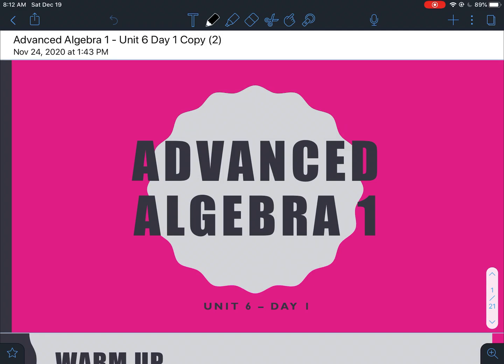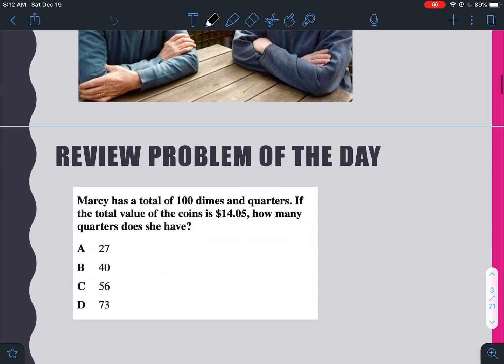These are your notes for Unit 6, Day 1 of Algebra 1. If you would like to see your warm-up, the review question, or any homework questions we covered in class today, just look at the finished notes.